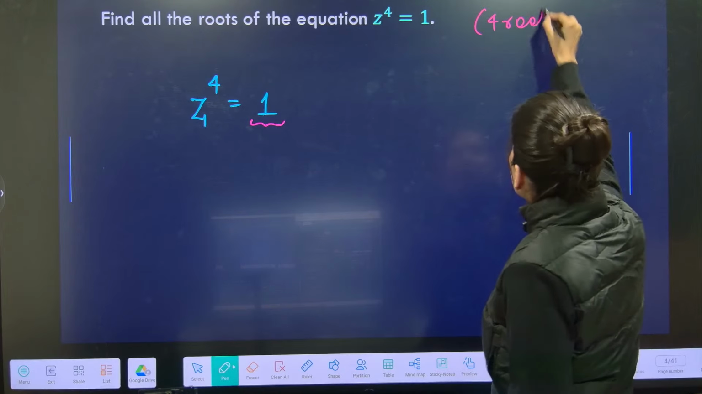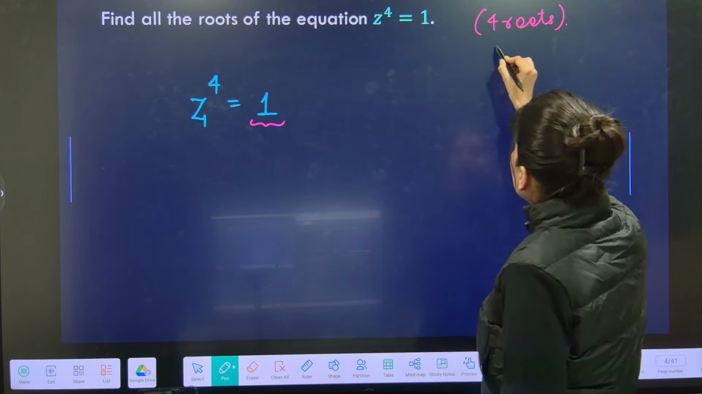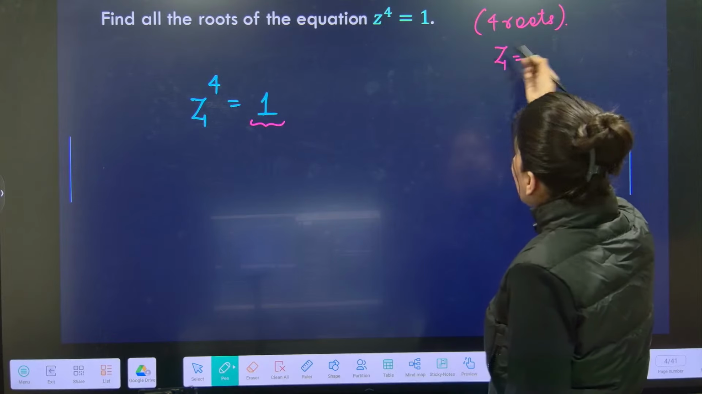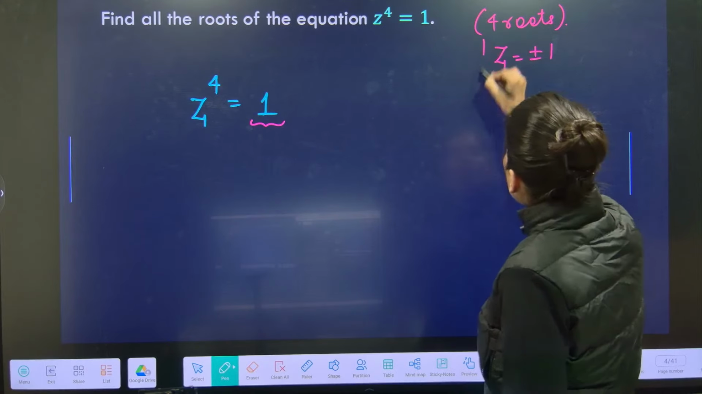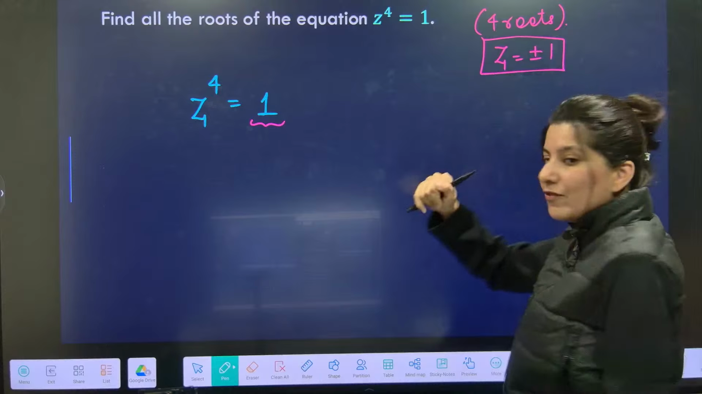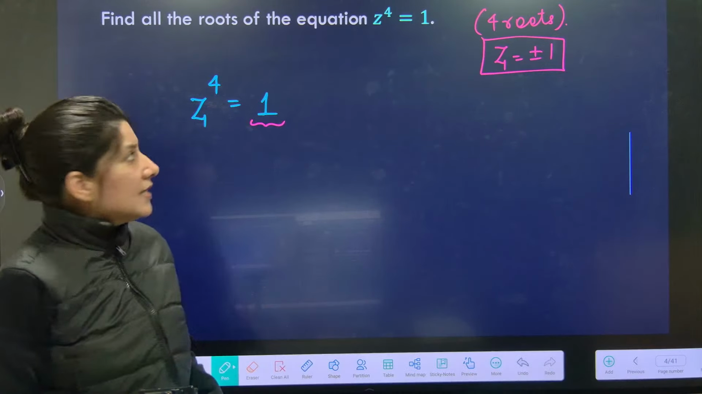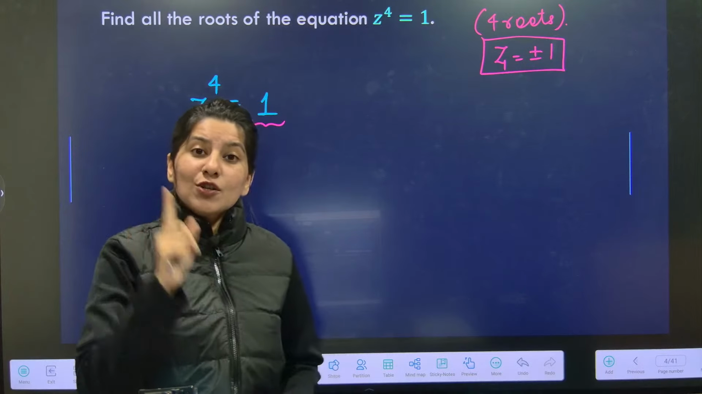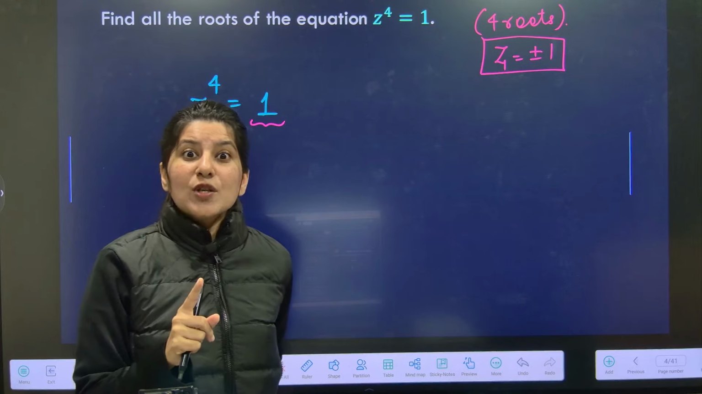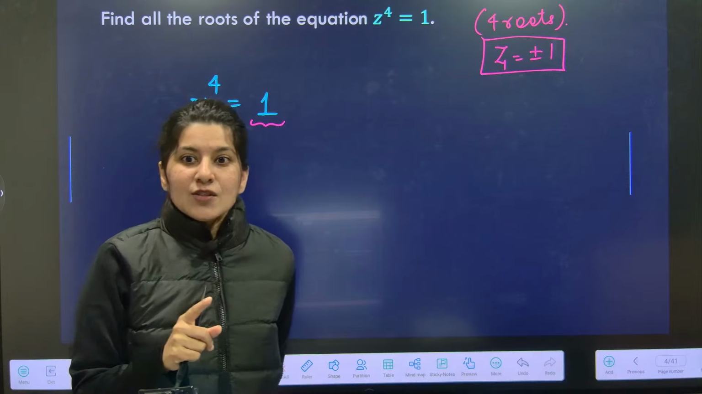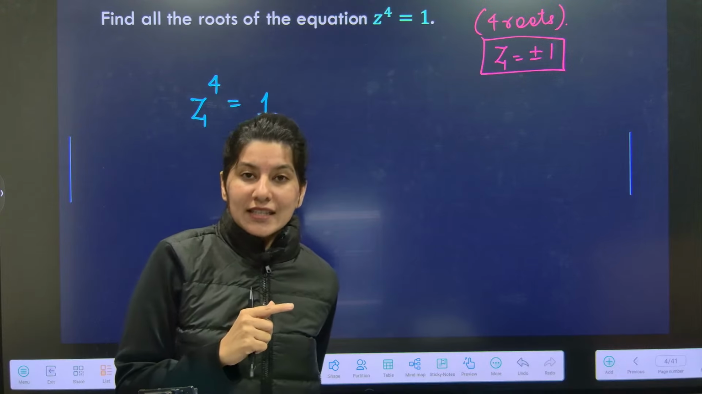I have to calculate 4 roots. I know that z is equal to 1 and -1. Plus minus 1 are already 2 roots, but I am looking for the other 2 roots. Are you getting my point? What are we trying to achieve? Because the other 2 roots, we also know, are going to be complex. So in that case, how to identify them?